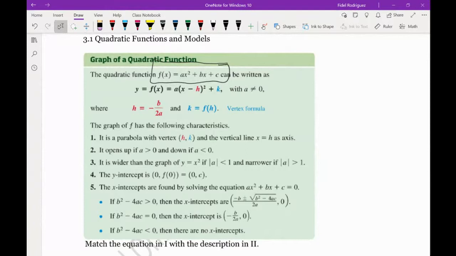And what we're going to do is rewrite it. So the same equation can be rewritten so it looks like this: f of x equals a, and then in parentheses, x minus h squared plus k. And we have something called the vertex formula. So the vertex, y'all, I'm going to show you real quickly so we can understand what the vertex is.